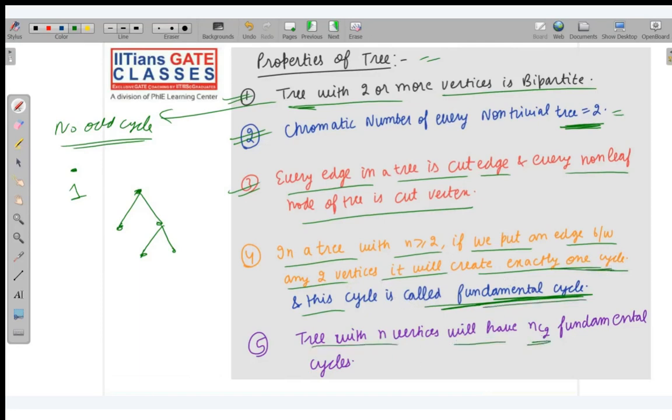It will create exactly one cycle, and this cycle is called a fundamental cycle. Now, a tree of n vertices will have nC2 fundamental cycles. That is very obvious. If we have n vertices, you can put an edge between any two vertices. So any two vertices means from n you pick any two, obviously nC2. So it will be nC2 fundamental cycles.